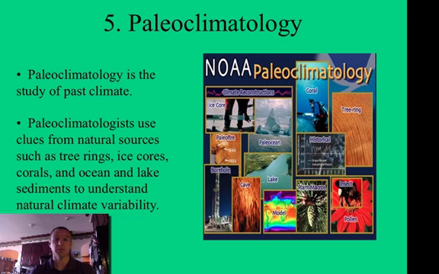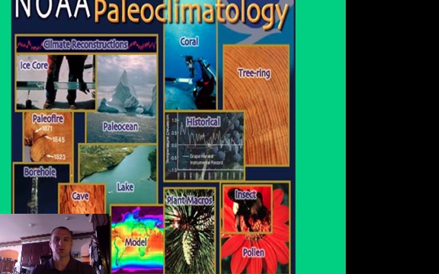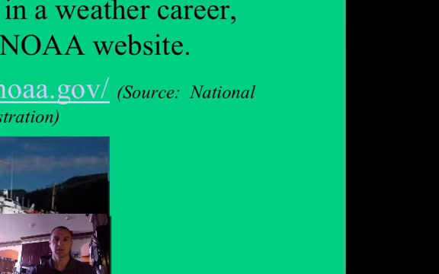Now, there are lots of different ways. You can use tree rings to see what happened. You can use ice cores to see how the atmosphere was and how the climate was long ago. You can use sediments in the bottom of oceans or lakes. So it's using the past to figure out how the future is going to be.